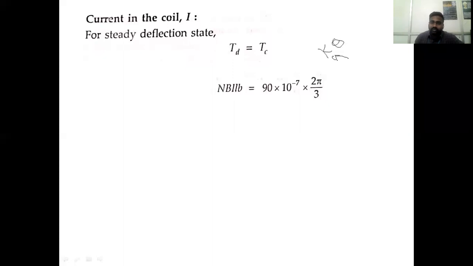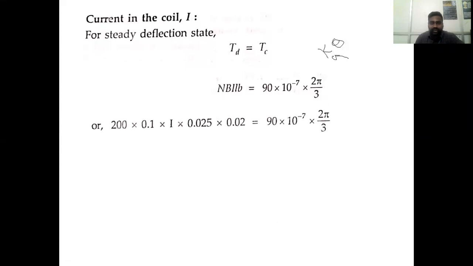Okay, so I represented the value of K. What is the value of K we got in the previous data? K is nothing but 90 into 10 to the power of minus 7. What is the value of theta? Theta is equal to 2 pi by 3. Next, I equalize both of them and substitute the values of n here.